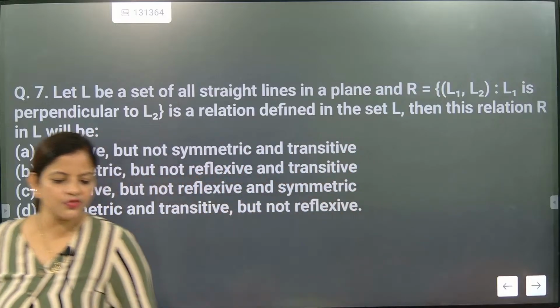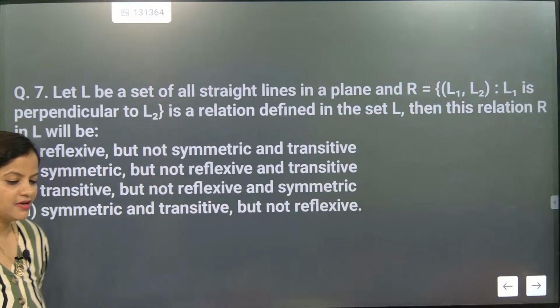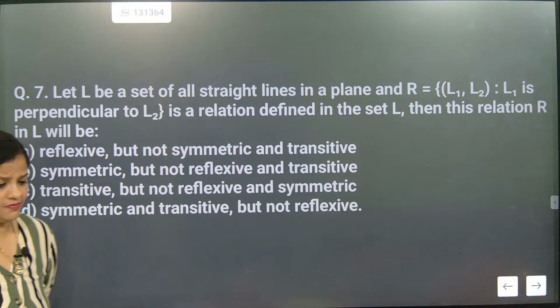You know that two lines will be perpendicular means they will never be. I will not say, you say. When two lines are perpendicular means, very good, Sanjana.